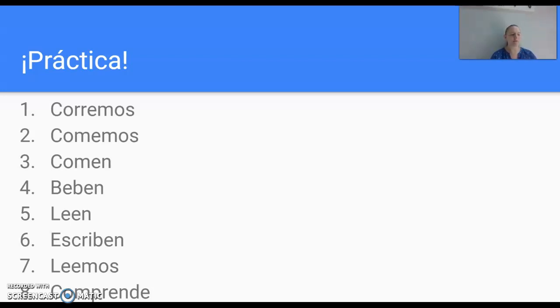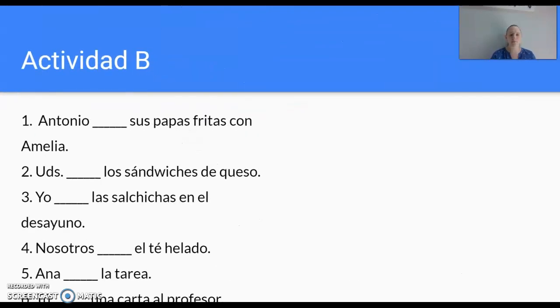Your friend, Carolina. Okay, and then in this next section, again, you have a word bank. You'll use these more than once. So the words that you have are comer, beber, comprender, escribir, and compartir. On number 6, una carta is a letter. Okay. So hit pause, hit play when you're ready to check your answers.